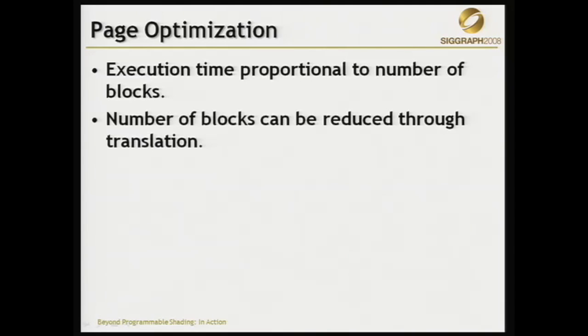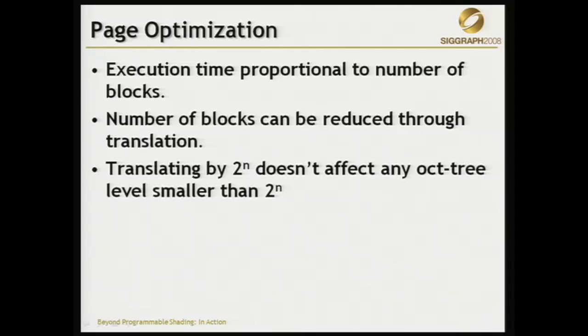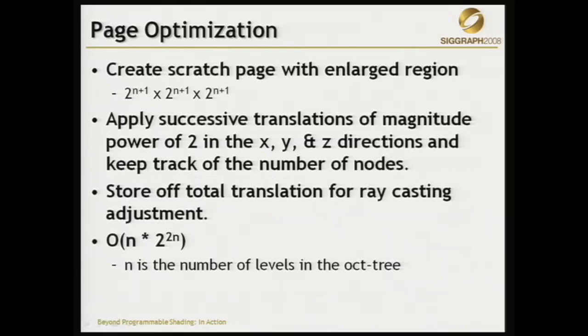This also reflects that the amount of space occupied by an octree is sensitive to where it's positioned. It can be shown that translating the octree by 2 to the power of any number does not affect any node smaller than that. And through this property, we can develop the following method to optimize an octree. It exhaustively tests all meaningful translations, keeping track of the number of nodes at each step and choosing the best one.